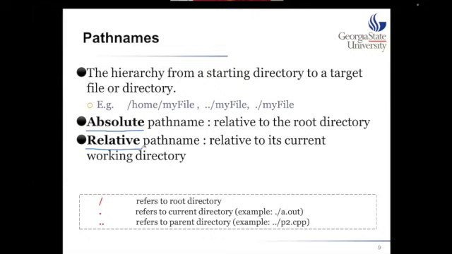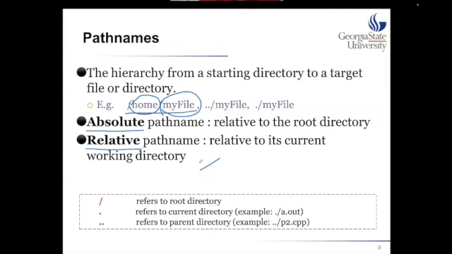So there are two different kinds of paths, absolute path and relative path. Every absolute path starts with a forward slash. It means the root directory of your computer system. For example, this is an absolute path. It says start from the root directory, there is a directory called home, and under this directory, there is another directory or file named my file. So this is an absolute path. An absolute path every time starts with a forward slash.